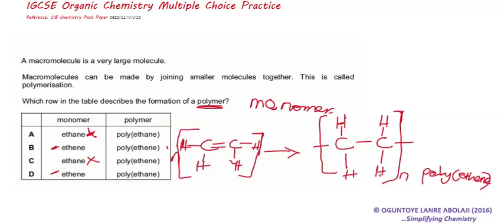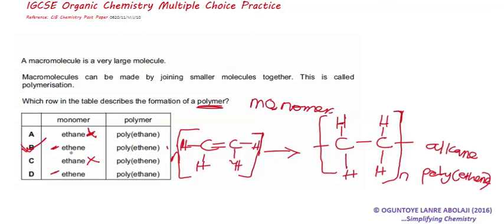But essentially, polyethene, a polymer, is actually an alkane. It belongs to the alkane homologous series, because all you have there is carbon to carbon single bond. In the case of polyethene, all the double bonds have been broken up, so the resulting polymer will be an alkane. So the correct option here is B.